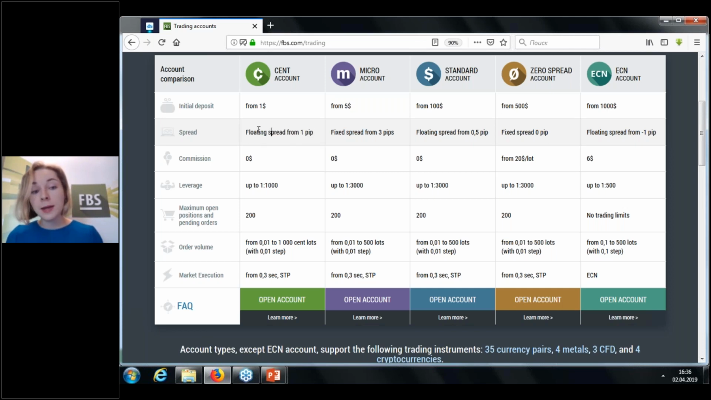So for some accounts, the spread is floating so that it can change when the market conditions change, and sometimes it is smaller than spread on fixed spreads account. Sometimes it can be bigger. The situation may differ. Sometimes spread is fixed and you know for sure what you will pay for every trade you make. So different conditions are here.